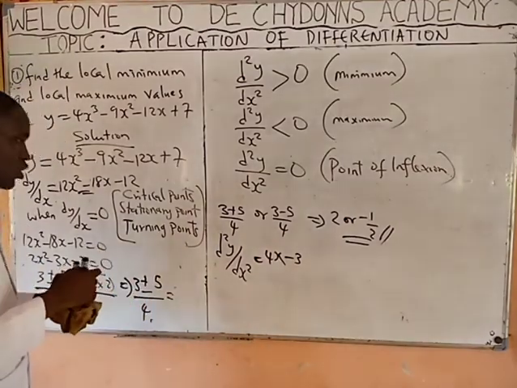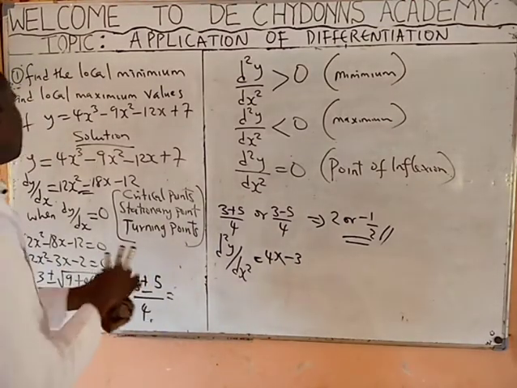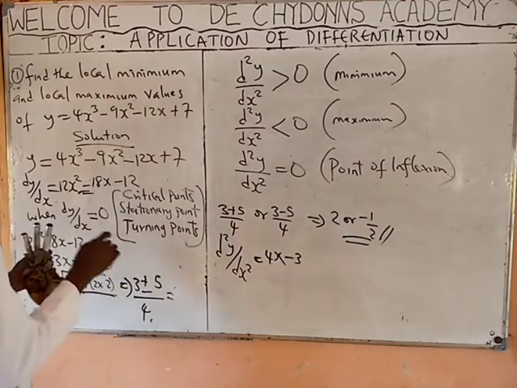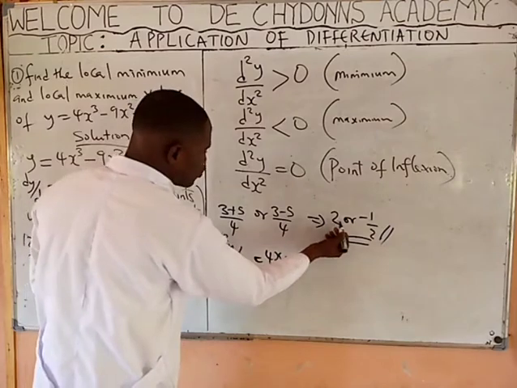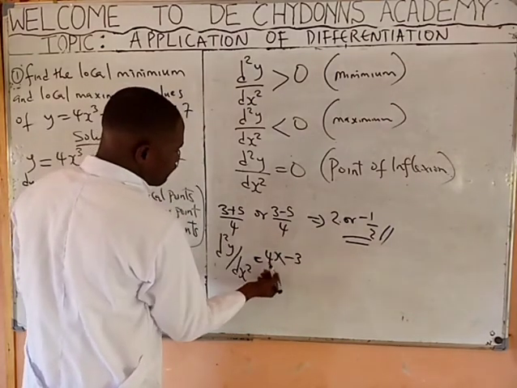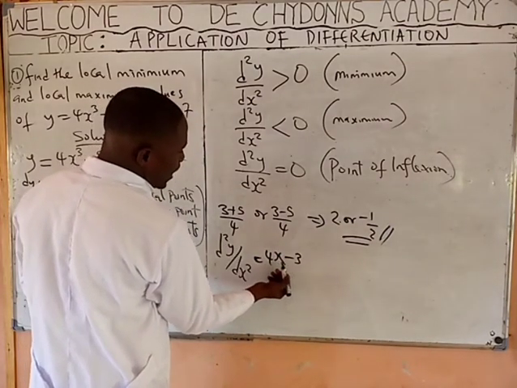So to get the local maximum and local minimum values, what you do is carry these two critical values and put them here. 4 times 2 is 8, 8 minus 3.